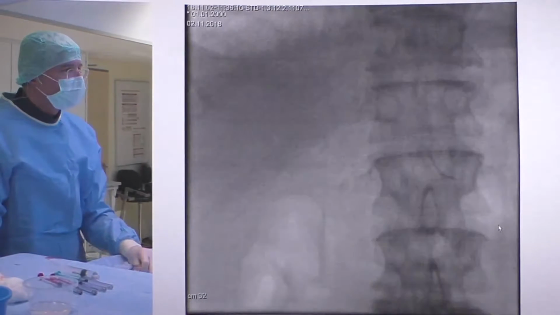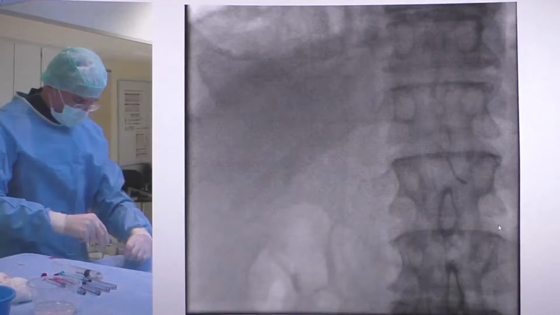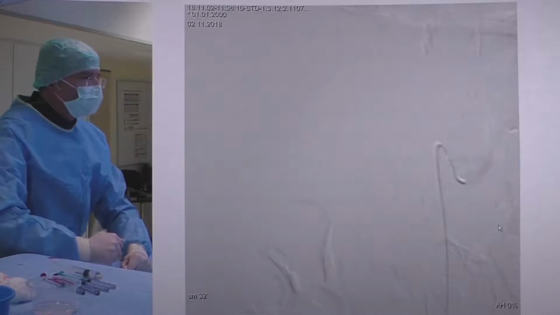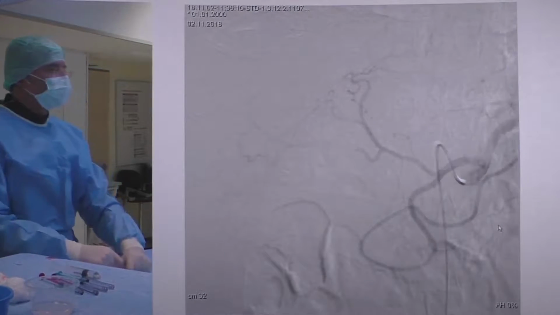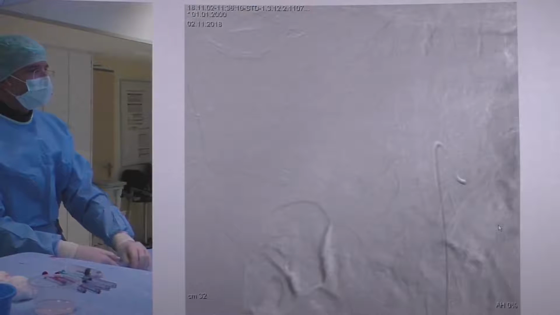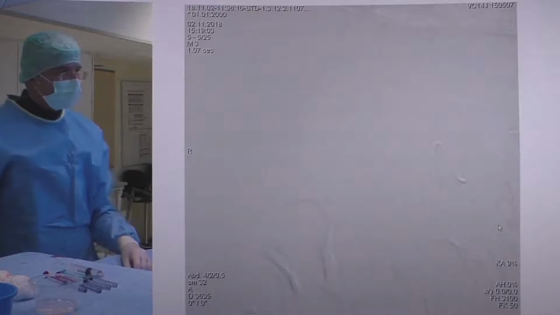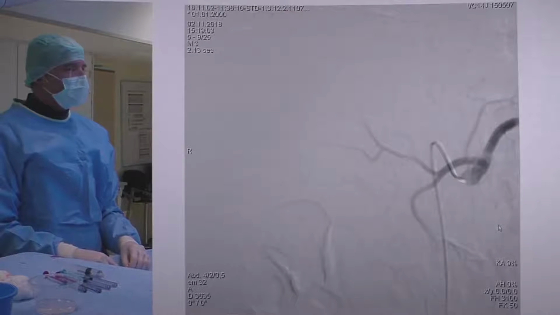Let's have another look at the image. Hold your breath. Once again, sorry. We seem to have technical problems with the sound. It's very difficult to hear the surgeon. Celiac trunk, he seems to be saying.